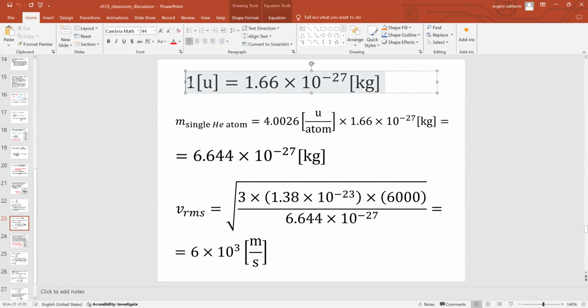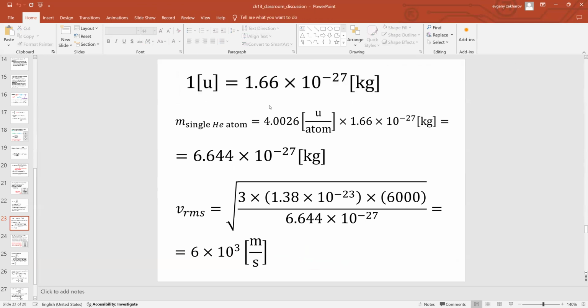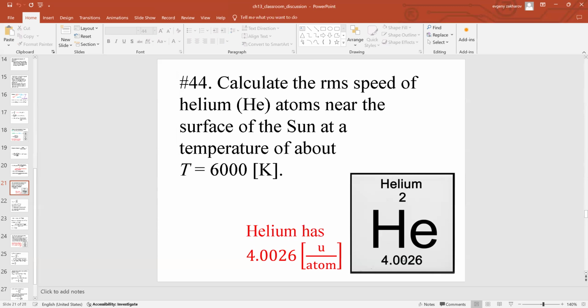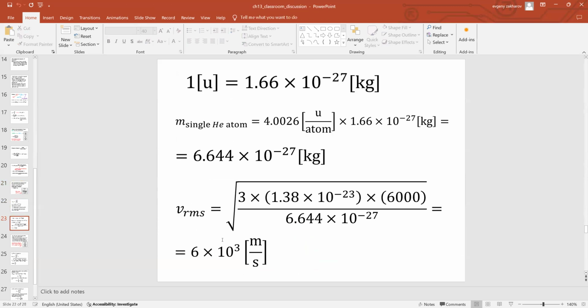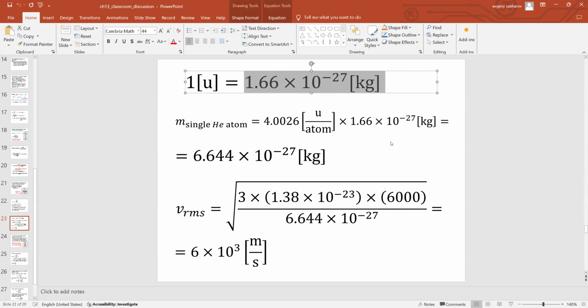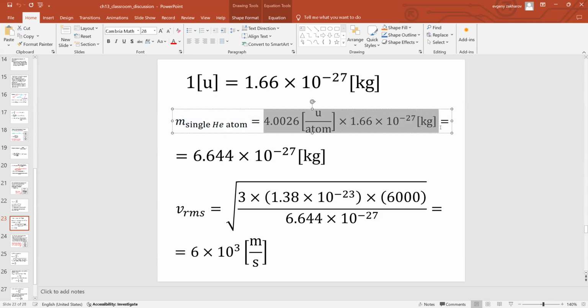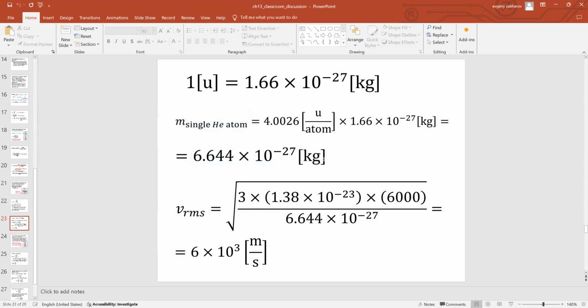So this is our conversion factor from the past. It converts U's to kilograms. We need that because all we have for helium is just U's, U per atom, and we need kilograms for our calculations. The mass of a single helium atom is therefore 4 times the conversion factor, and you get this many kilograms per one atom. That's only one atom.